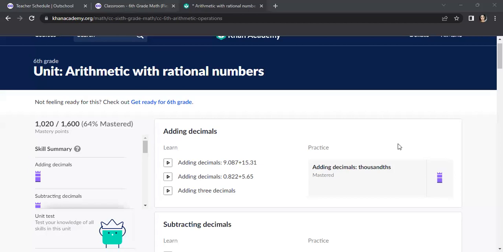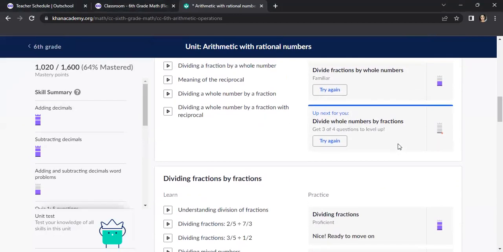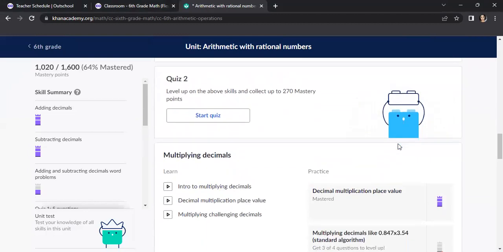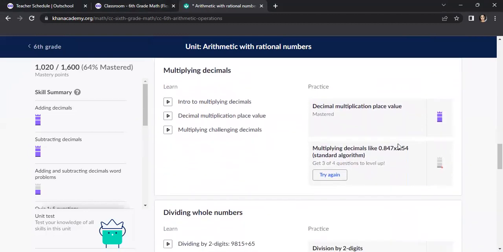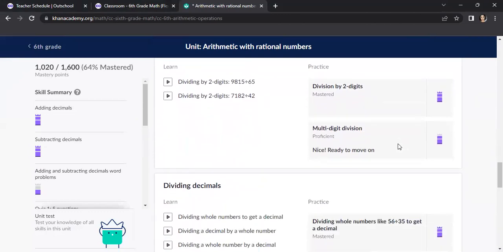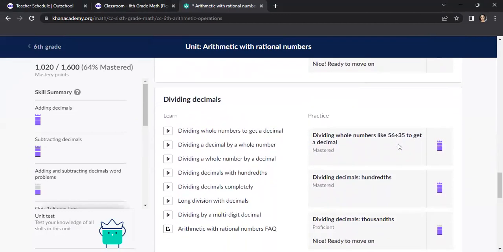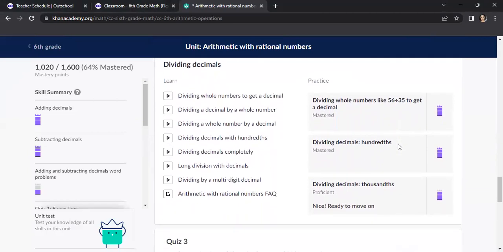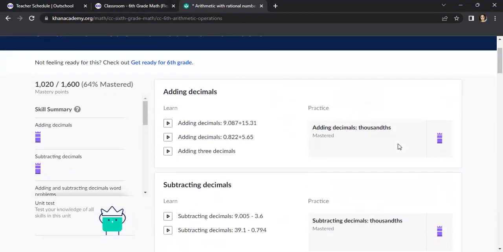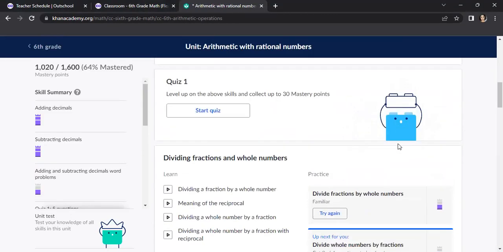Okay, so we are doing the unit arithmetic with rational numbers. So adding decimals, subtracting decimals, word problems, dividing fractions with whole numbers, mixed numbers, word problems, multiplication with decimals, division, multi-digit division, dividing whole numbers, dividing decimals, etc. So this is the whole unit. So a lot of this stuff you should already know how to do.